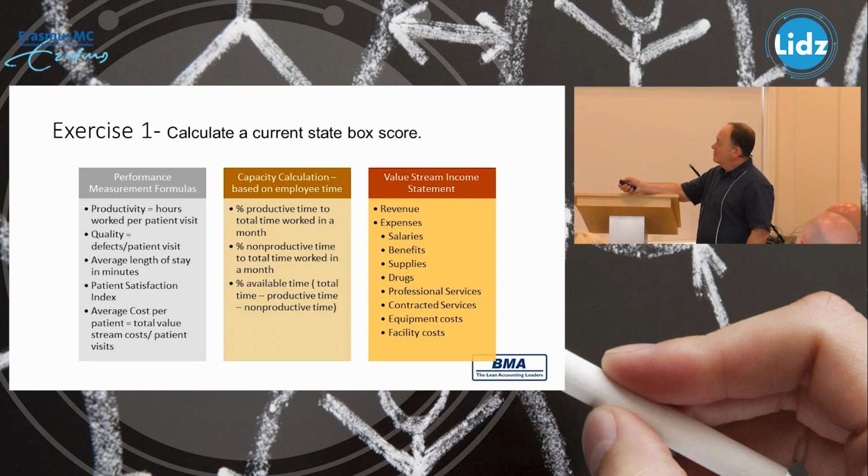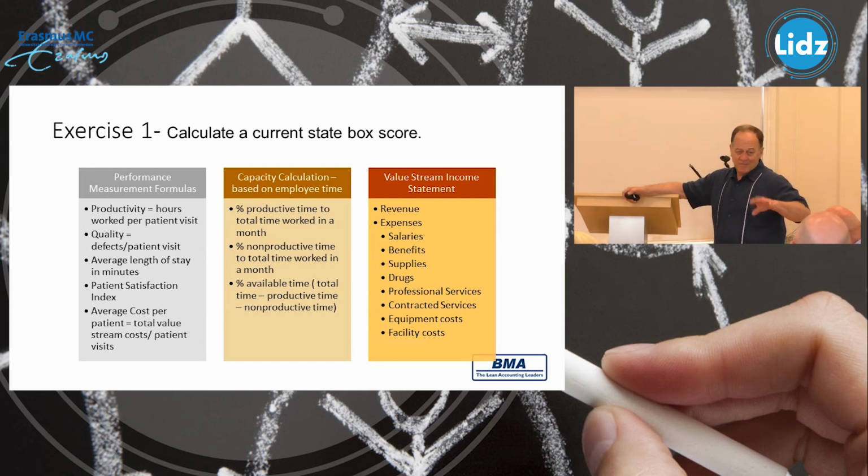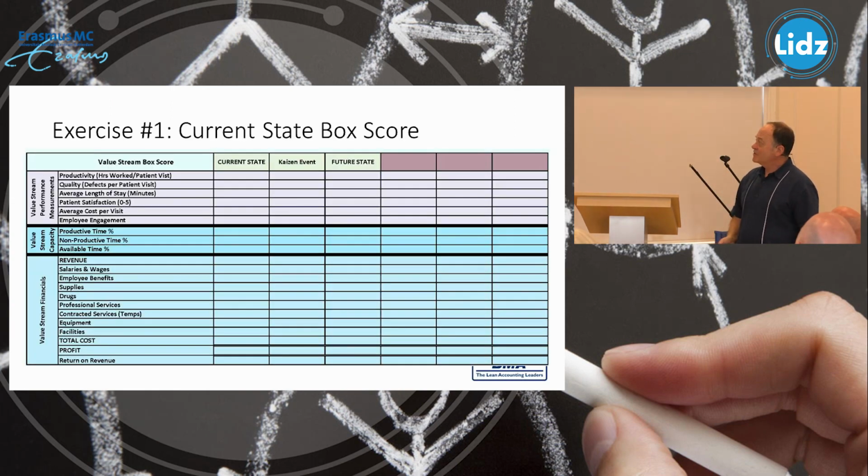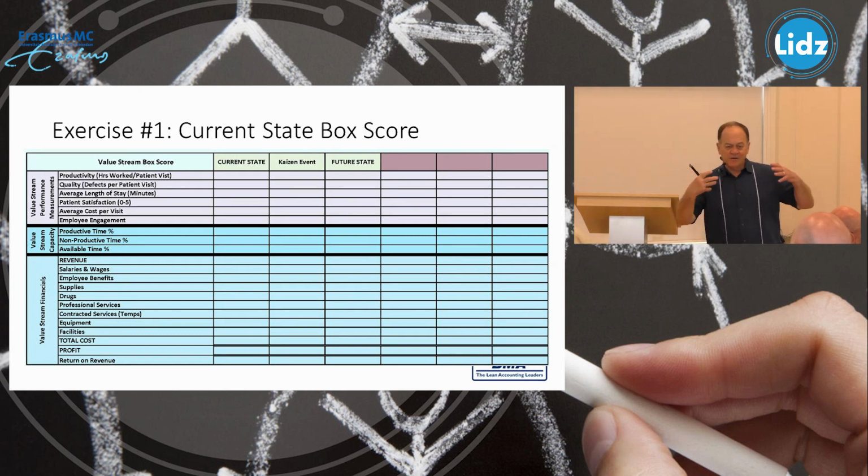And then the value stream income statement. The capacity is pretty much there for you if you look at those percentages. All you really have to do is subtract the percentages from 100. You just have to decide which of those percentages are non-productive. You don't have to calculate the total time, okay? So there's a box score, and fill in the current state. So again, divide and conquer, work together.